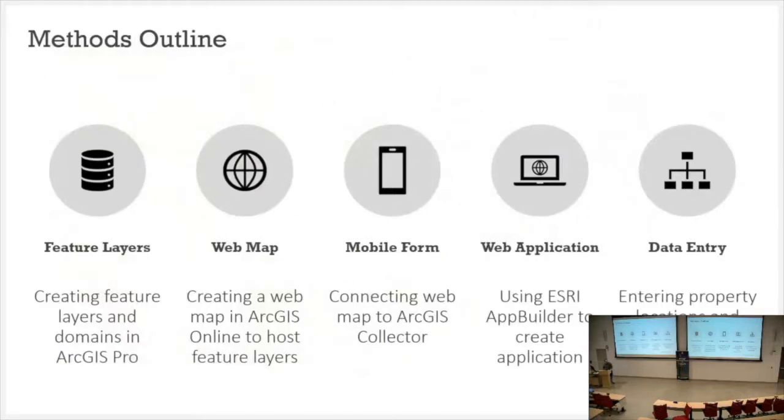So the workflow of my methods for this project started with creating the feature layers to store the data for the commercial properties and the boundaries. Following that, I created a web map to store the feature layers and attached that to Collector to allow for mobile capability. And then I used App Builder to build an application around that for the purpose of displaying the data. And finally, I did some data entry of properties in the area to give the Downtown Tucson Partnership a foundation to start as they'll enter properties in the future.